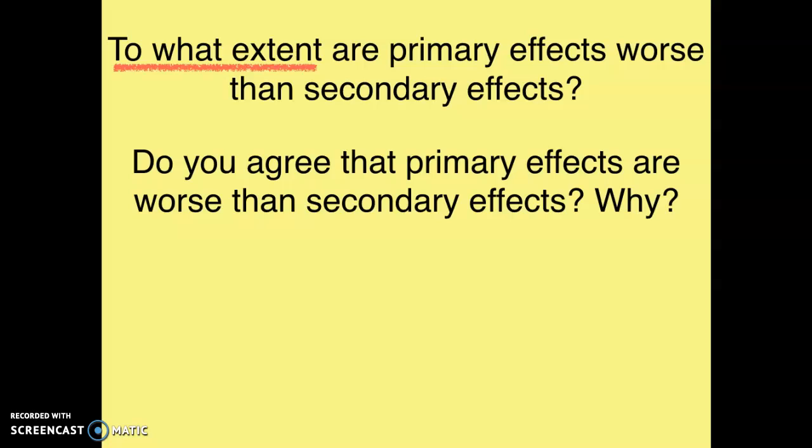Okay, what do you think is worse? Just write down, have a look at the different effects, and which do you think is worse, and why do you think it? Go for it.